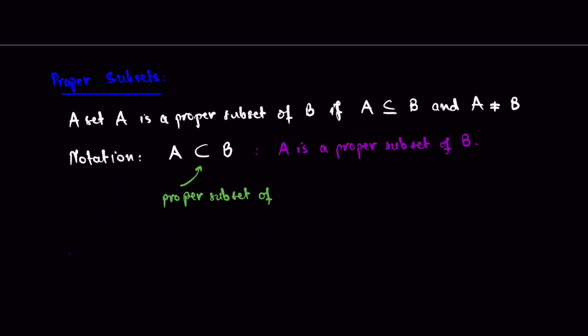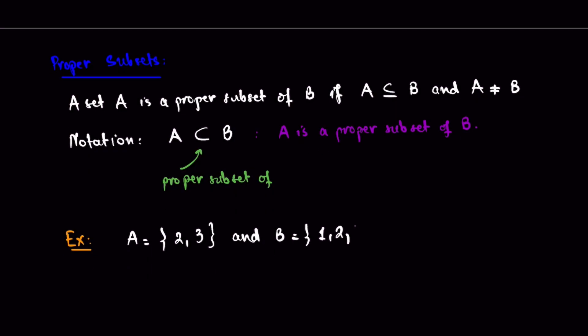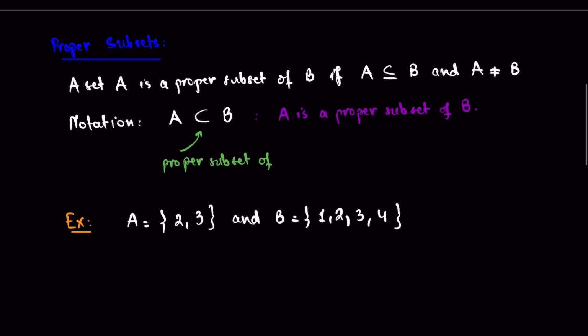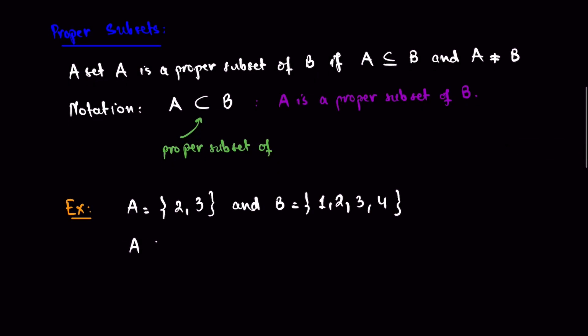So go back to the example that we had earlier. That is, you have two sets. Set A consists of two elements, 2 and 3. And the set B consists of the elements 1, 2, 3, 4. And in this case, we said earlier that A is a subset of B, but a stricter condition is saying that A is a proper subset of B. Because in this case, there's no way A is going to be equal to B.